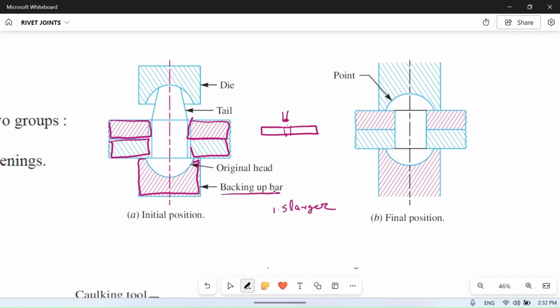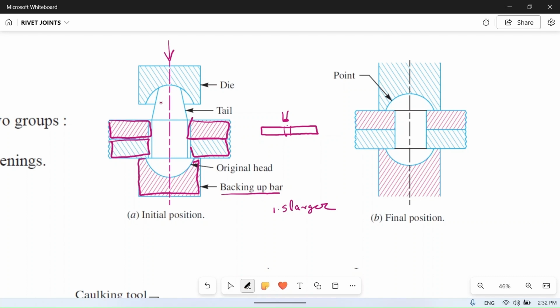This is also called backup bar. And in this, the head of the rivet is placed. Then plates are placed above the die and the rivet is inserted here. Then above it we place another die. And if it is a very small rivet, then we just hammer it. We use a hammer and apply force here.